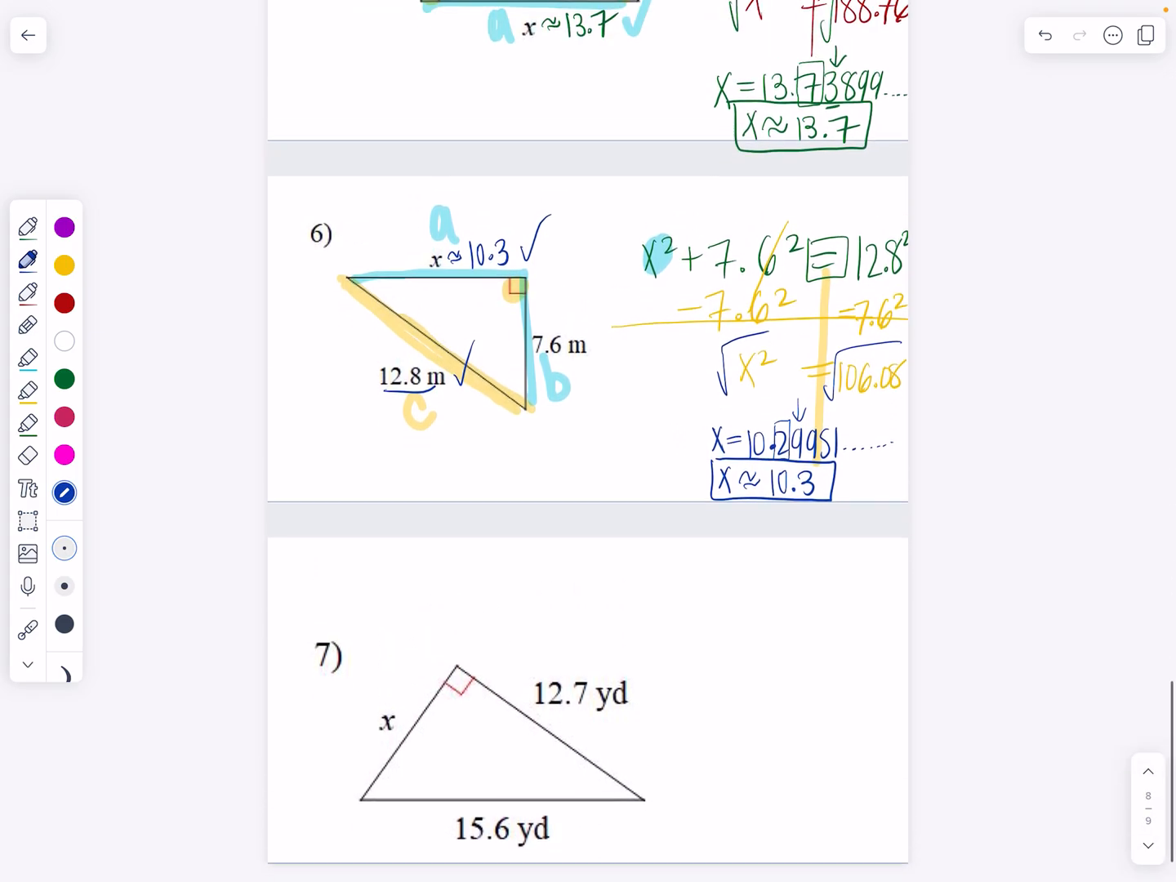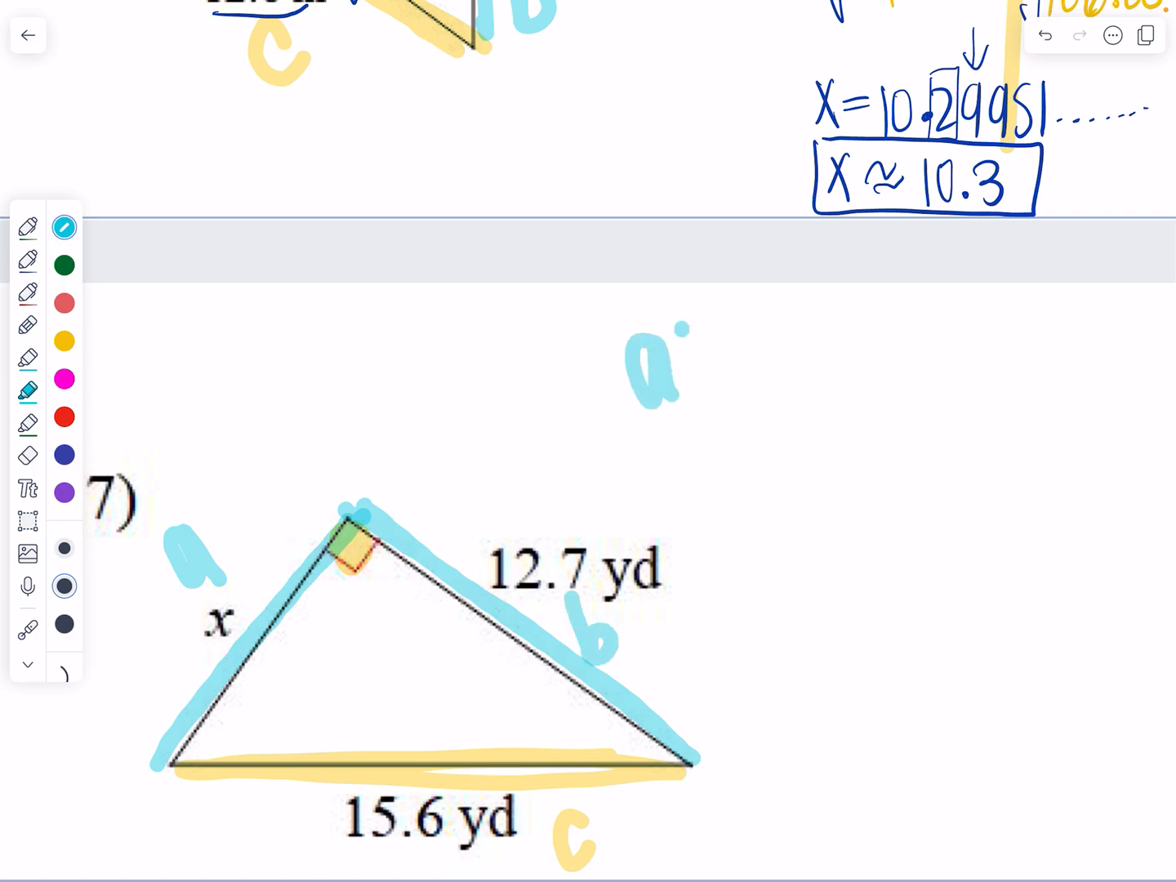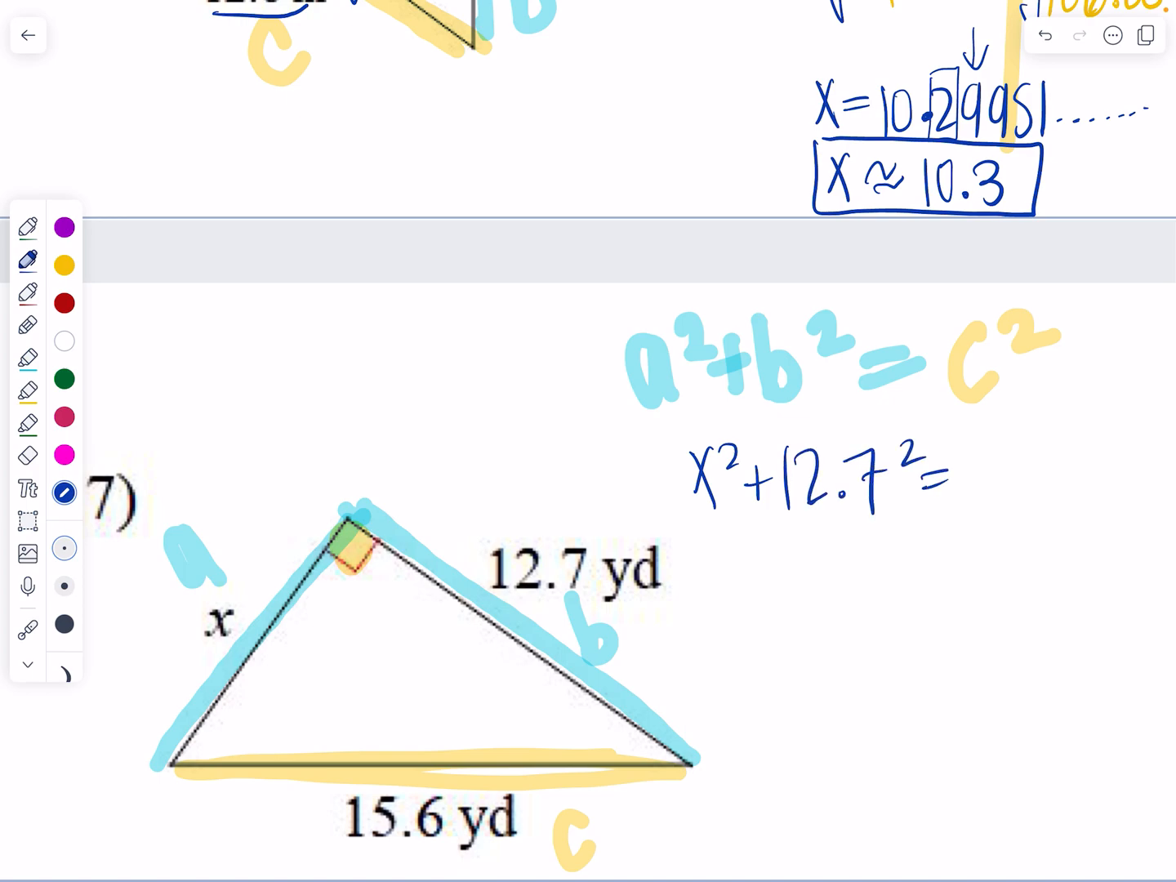Okay. One last example where we have two decimals again. So here is my hypotenuse. That's going to be my C value because here's my right angle. And then we've got our legs, which I'm going to label A and B. So again, A squared plus B squared equals C squared. And we're going to plug in these decimal values. So x squared plus 12.7 squared is going to be equal to 15.6 squared.